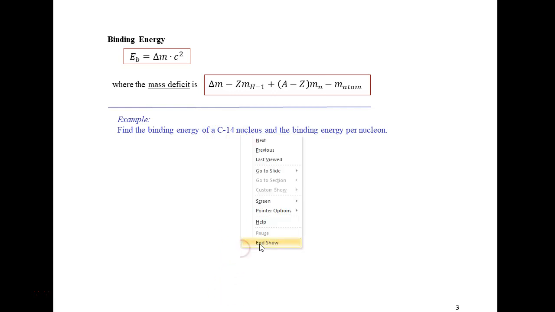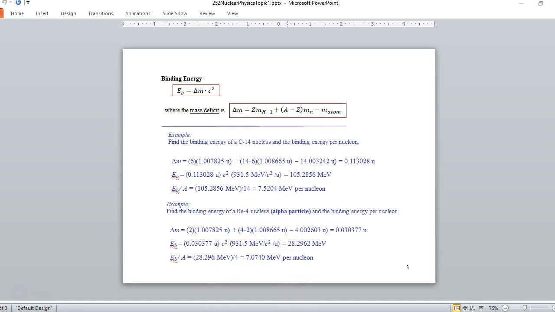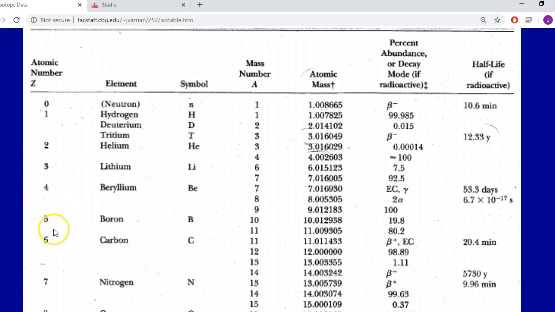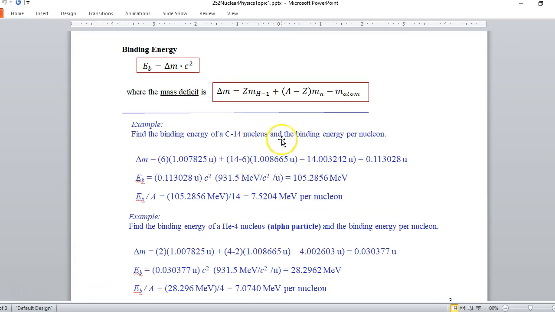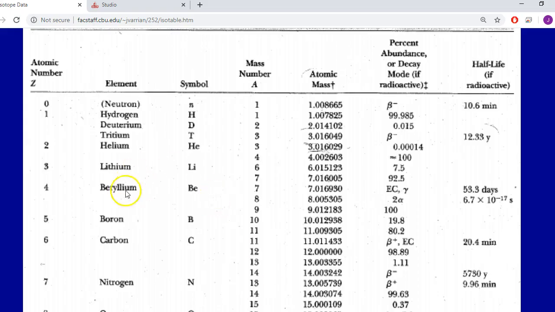Look, I can go to, let me end that show. We'll go to that table. I look for carbon. There it is right there. It's 6 protons. Okay, so when I go back here, I'm going to take 6 times the mass of hydrogen 1. Okay, I've got to go back to my table. Hydrogen 1 is right here, 1.007825. That number is going to be used all the time when we're doing the binding energy calculation.